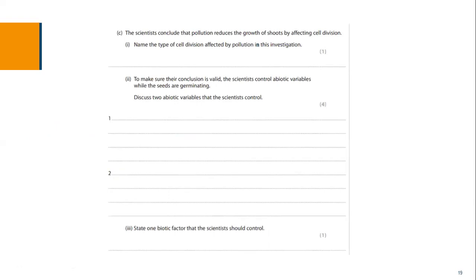Now, this is 3 parts of a question. Can you read it through and again type into the chat box which of the assessment objectives you think each of the question parts are assessing?